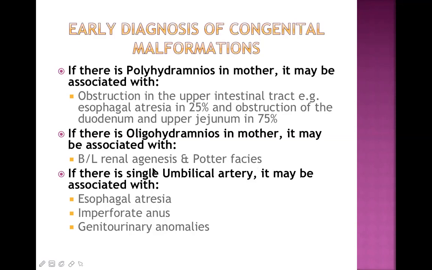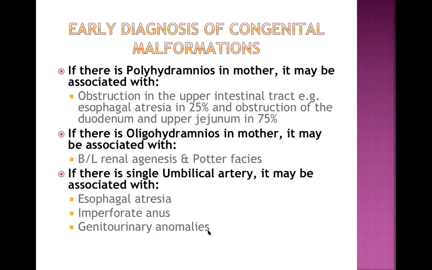Now, another important point, if there is a single umbilical artery. Now, how many umbilical arteries are there in the umbilical cord? How many? Two, sir. Two umbilical arteries. Two. Very good. Two umbilical arteries, one umbilical vein. That is normal. So if there is only a single umbilical artery, then it may be associated with some congenital anomalies, like esophageal atresia again, imperforate anus, and some genitourinary anomalies.